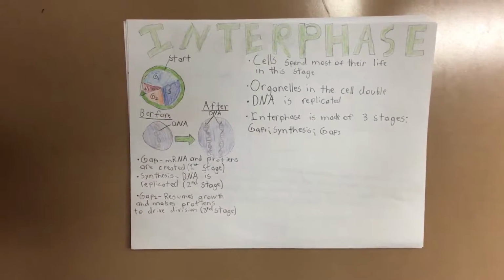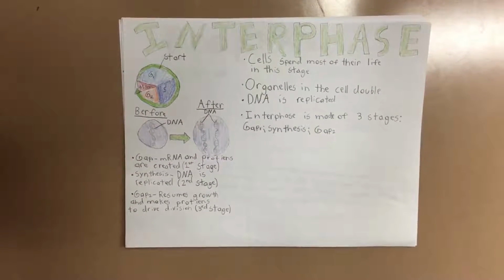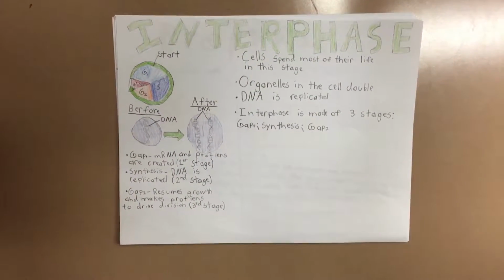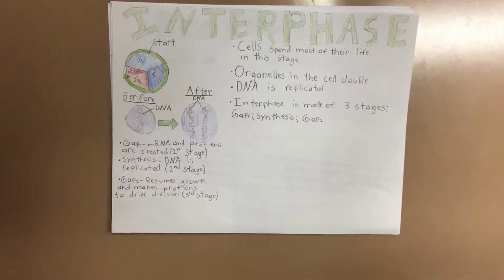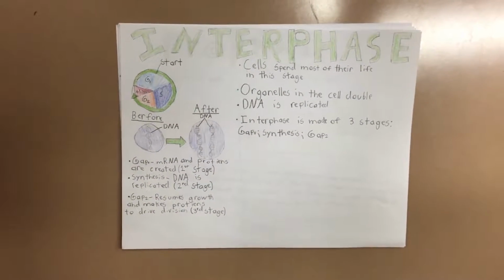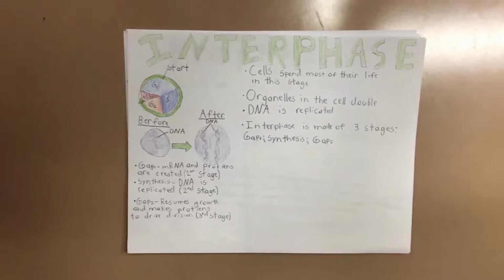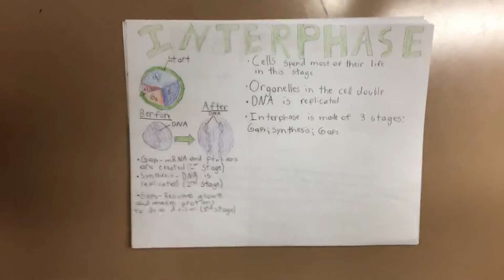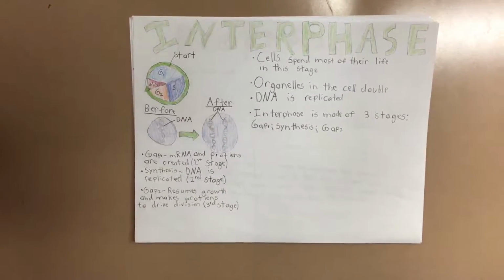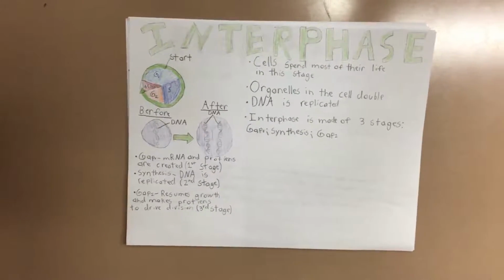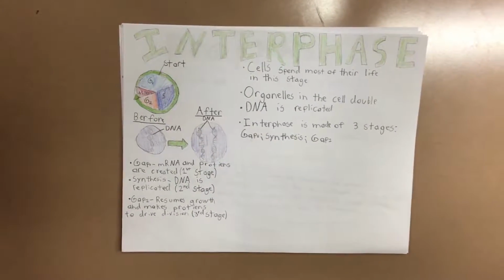In gap 1, messenger RNA and proteins are created. In the second stage, synthesis, DNA is replicated. In the third stage, gap 2, the cell resumes growth and makes proteins to drive division.